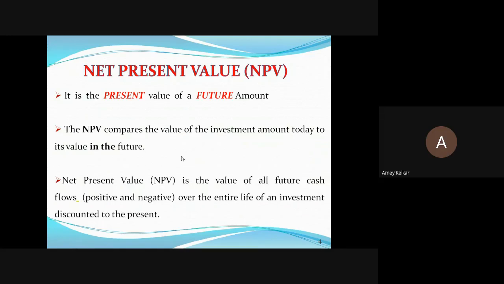So today we'll be studying about net present value. In previous class, we have discussed the concept of time value of money and discounted cash flow. Further going in the series, as per your syllabus, the next concept is net present value. Again, it's a generalized concept which has many applications. Various textbooks give various definitions. What we can say is net present value is the present value of a future amount.